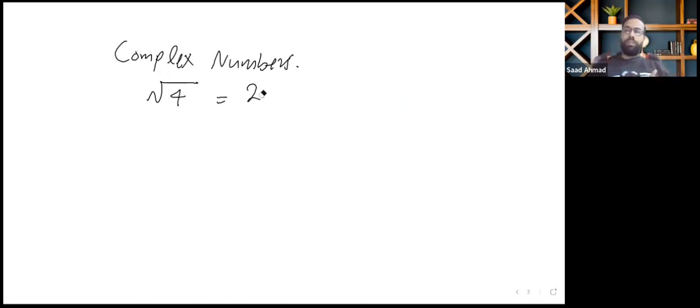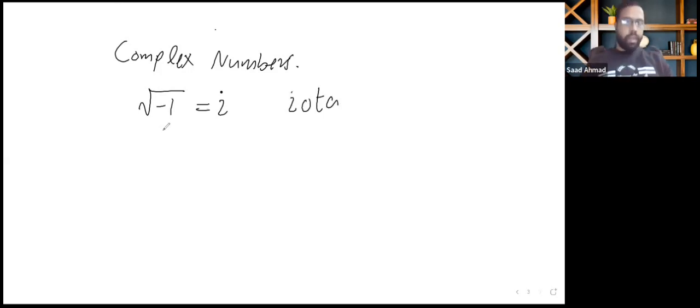To solve that problem, there comes the idea of complex numbers. What they did was give the square root of -1 a name. We cannot find its value, but we can give it a name, just like we all have a name. It's not its value, it's its name. It's called I, or it's read as iota. So the square root of -1 is iota. So this is what the I is.